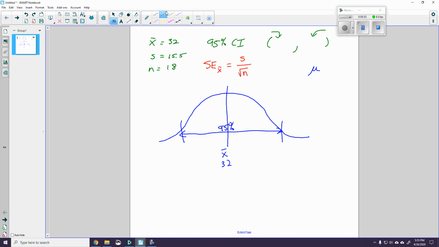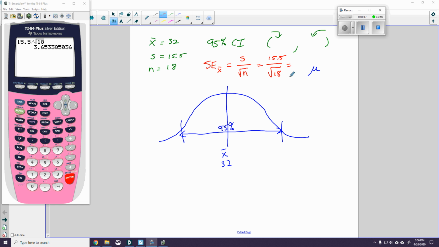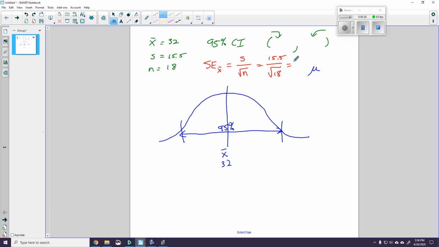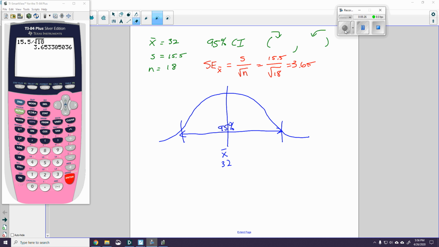So to actually make the calculation, I'm going to take my S, which is 15.5, and I'm going to divide it by the square root of 18. And that gives me 3.65. So what I want to find out is how many of these standard errors away from the mean is a 95% confidence interval. So I'm going to use the method that I used when we were trying to calculate it before.